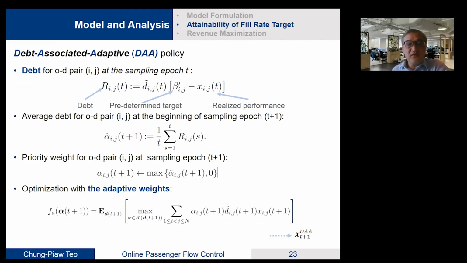simple. So the algorithm that we use for the allocation is based on this concept of debt. So the debt is basically something from the gazing heuristic. You want to attain a fill rate target of beta IJ prime. And so if you look at the historical performance up to time t, suppose this is the realized performance. So if you are still below your service level target, you call this a debt. So you have a debt, and the weight for the pair IJ at time t plus 1 is simply the average of all the debt that you owe the customers up to time t.